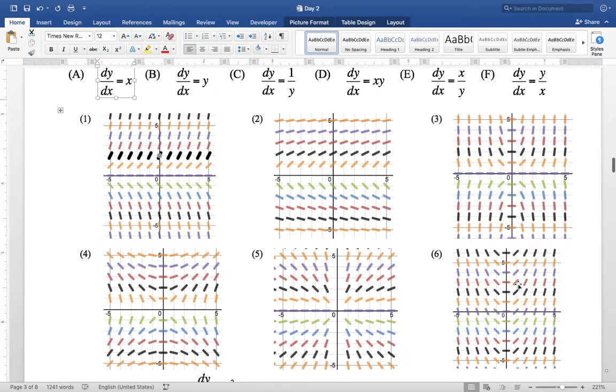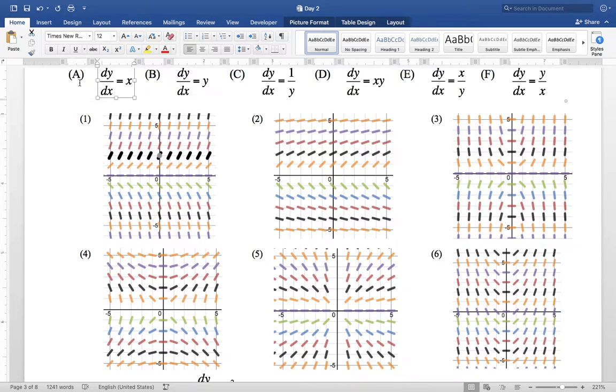As a matter of fact, this is the only slope field which has the right property, where the slope doesn't change as you vary the y-coordinate. So this one has to be associated with A. Okay, so that's one key trick that you can use in matching up slope fields in differential equations.